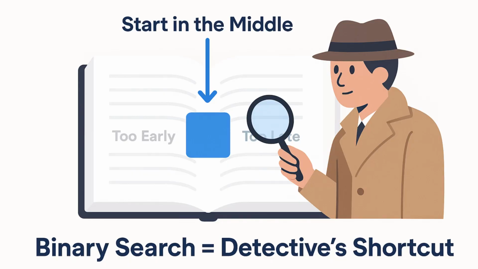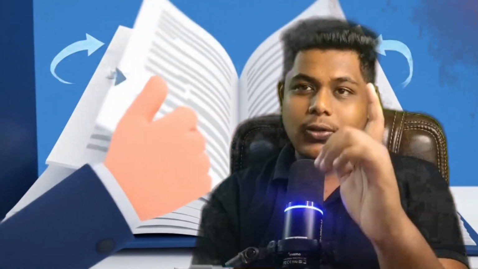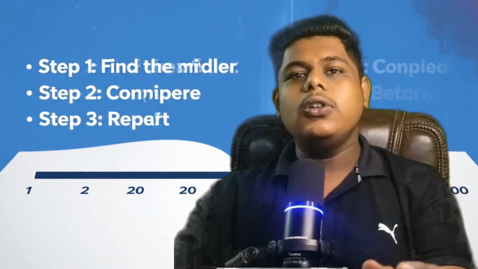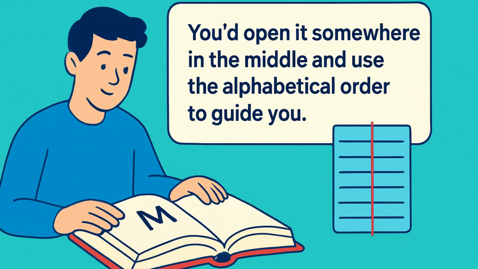Binary search is like being a detective with a superpower. Imagine you are looking for a specific page in a 1,000 page dictionary. Would you start from page number 1 and flip through every single page? Of course not. You would open it somewhere in the middle and use the alphabetical order to guide you. That's exactly what binary search does, but with mathematical precision.